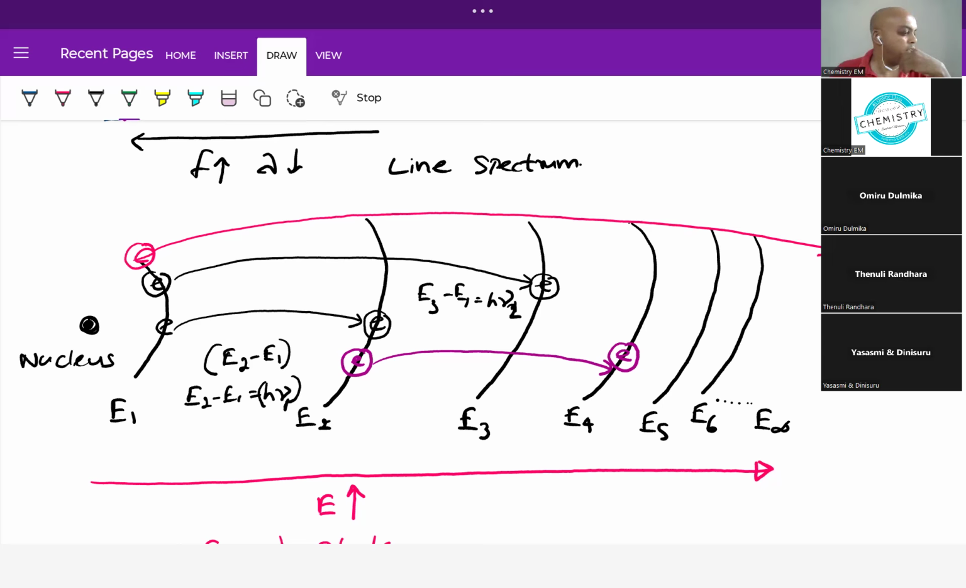First bullet point. There are energy levels around the nucleus of an atom which have a certain energy.